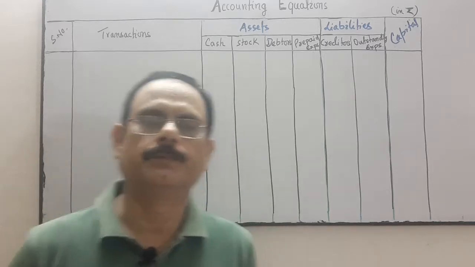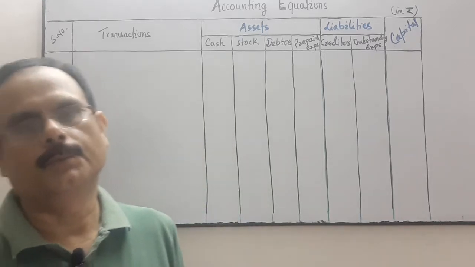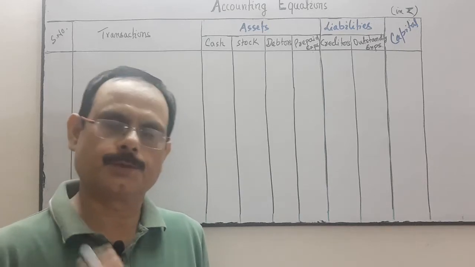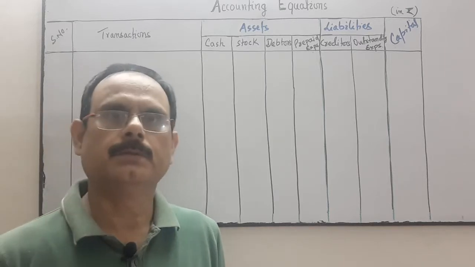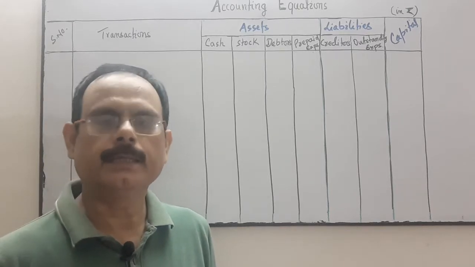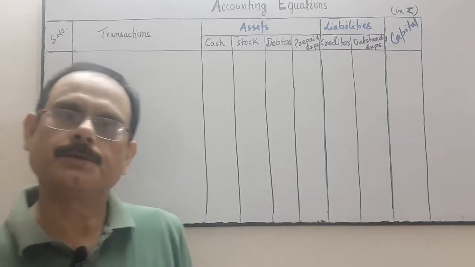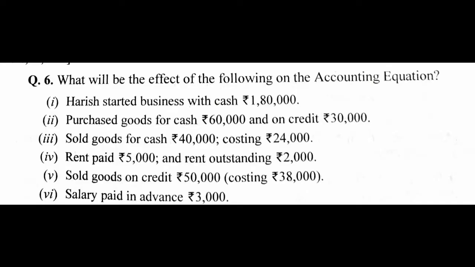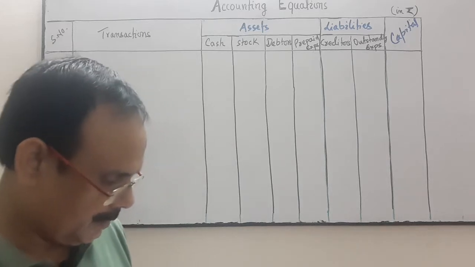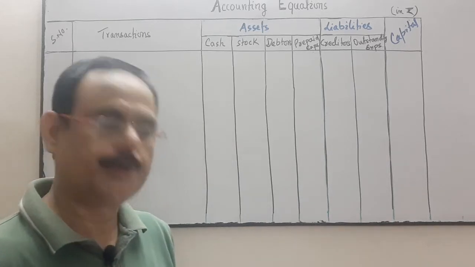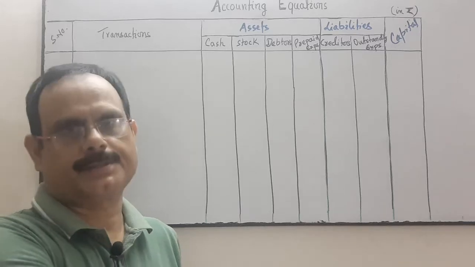So the next topic, we will solve a question from the same topic, accounting equation. See the question and then we will solve it. So the question is, what will be the effect on the accounting equation of the following transactions?